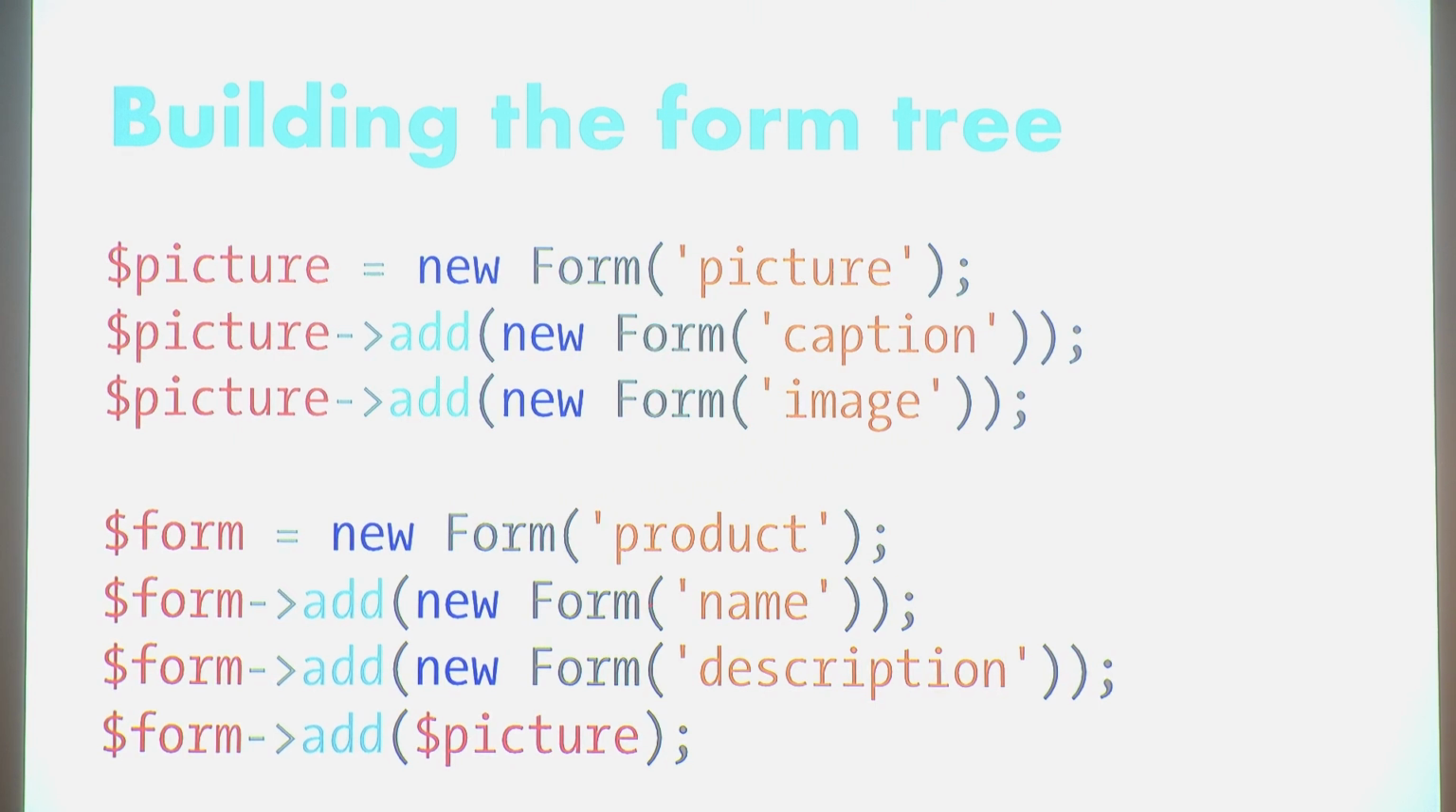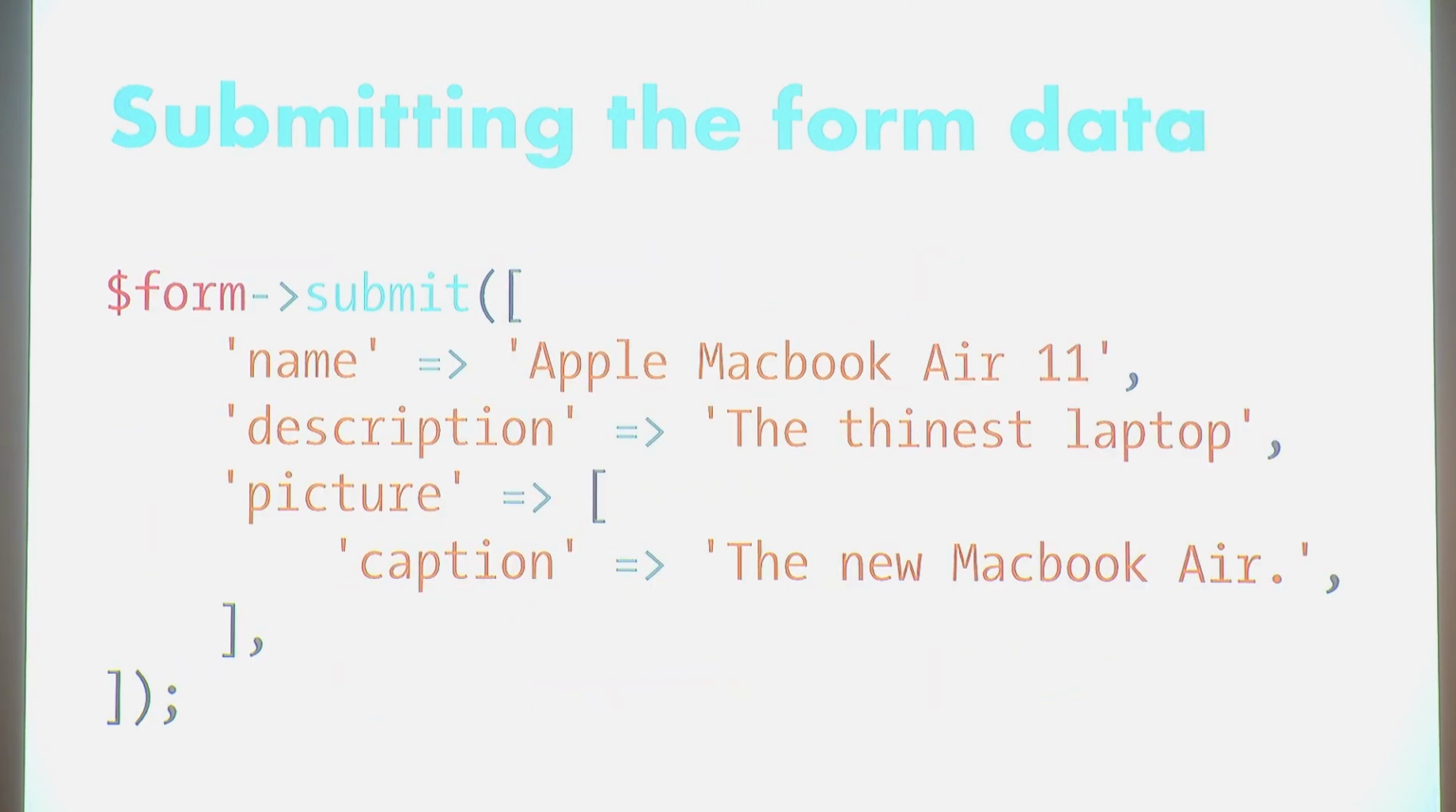So we have the main product form, which embeds a name and a description form, and which embeds the picture subform, which also contains caption and image. So now you want to submit the data. Your form class has a submit method, which takes the array of data. And each key is, of course, the name of the form that you want to reach in the tree structure. So name, description, picture, and inside picture we have caption in this case.